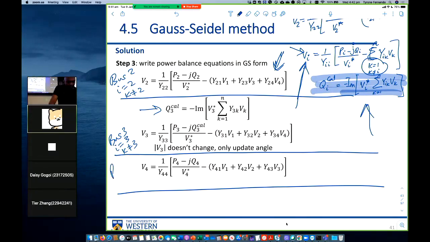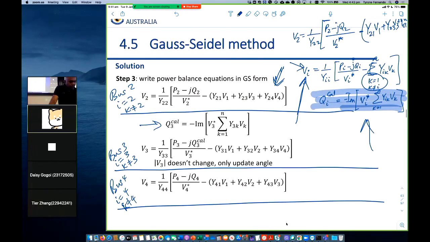Here, when you're looking at bus 4, I must equal 4, K cannot equal 4. When we write this form using these formulas, we have to make sure I is 4 and K is not equal to 4. So V4 must equal 1 on Y44, P4 minus JQ4 over V4 star, minus the summation where K can equal every other number, 1, 2 and 3, but can't equal 4. So we end up with these products for the summation.